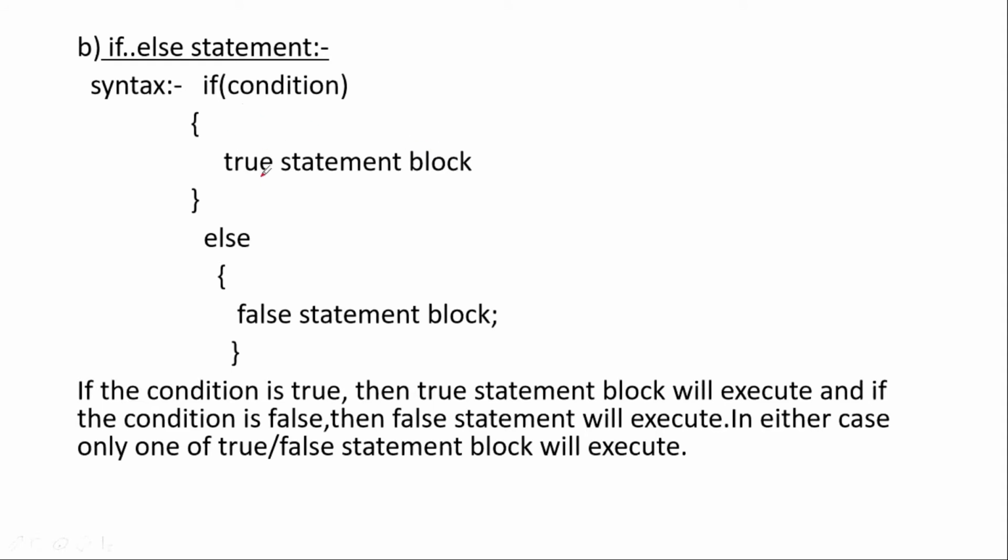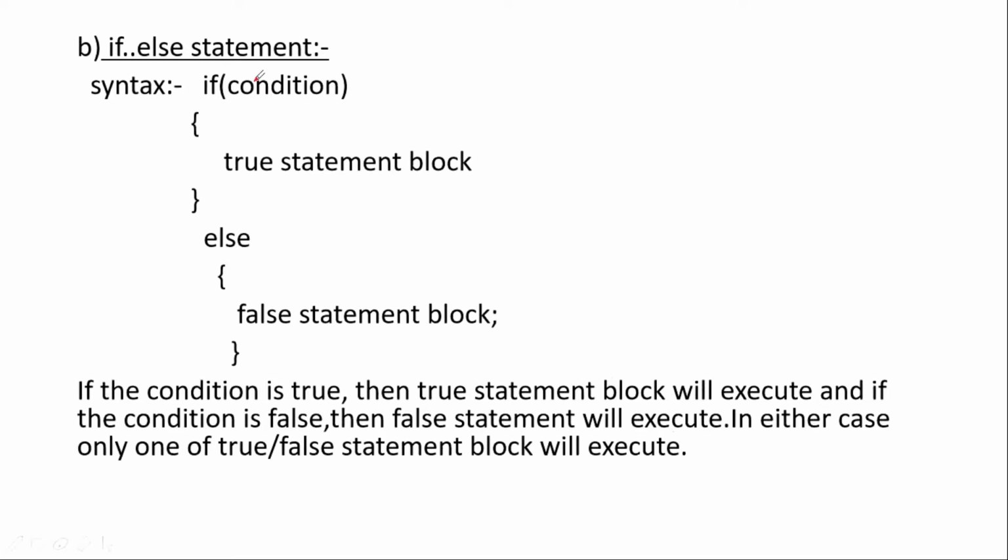This is the syntax of the if else statement. First it checks the condition which we want to check, and if this condition is true, then the true statement block will be executed. If this condition is false, then it comes out of this block and the else statement block will be executed. That is, the false statement block will be executed. So if the condition is true, the true statement block is executed, and if the condition is false, the false statement block is executed.